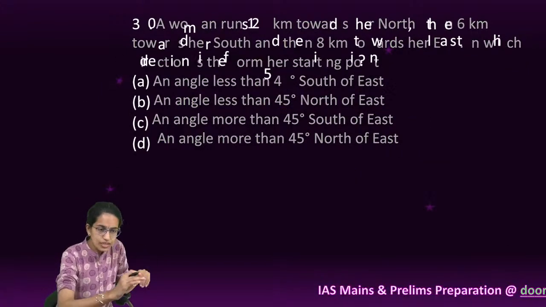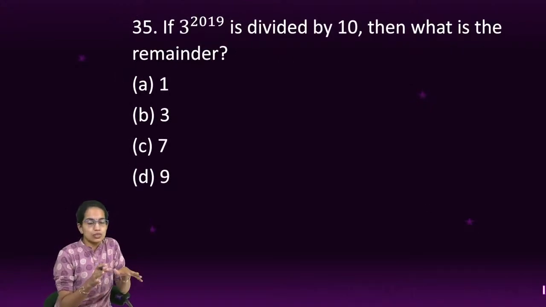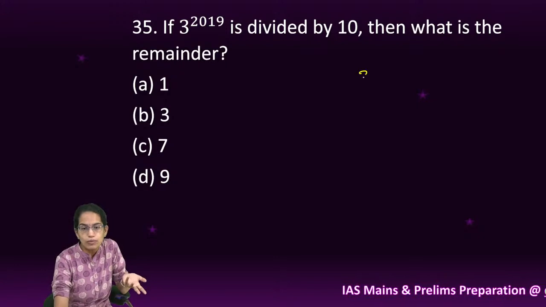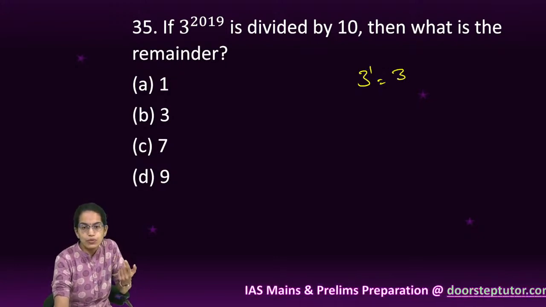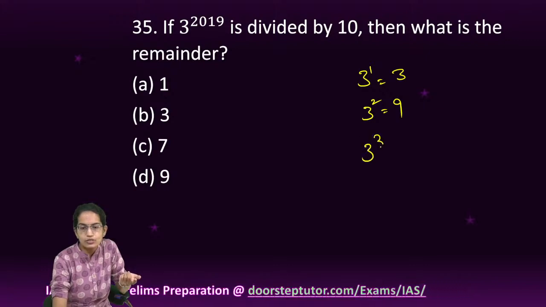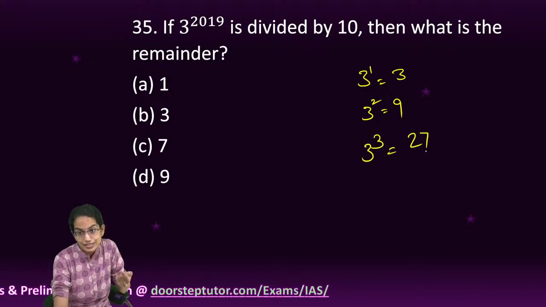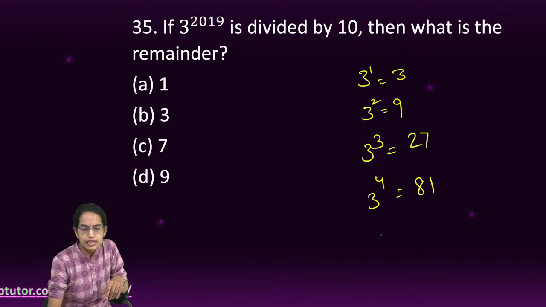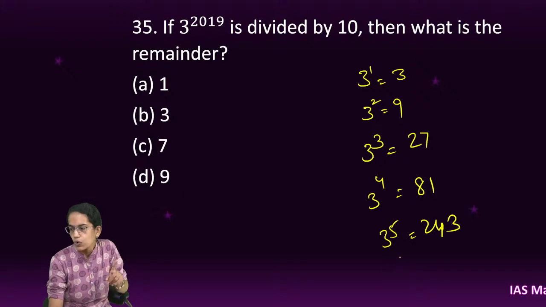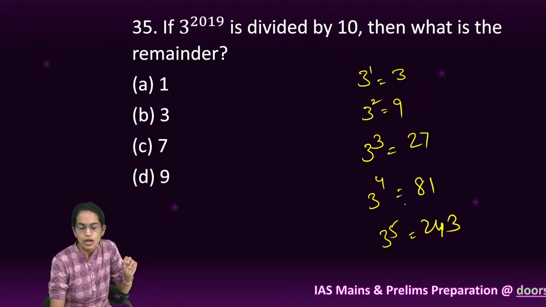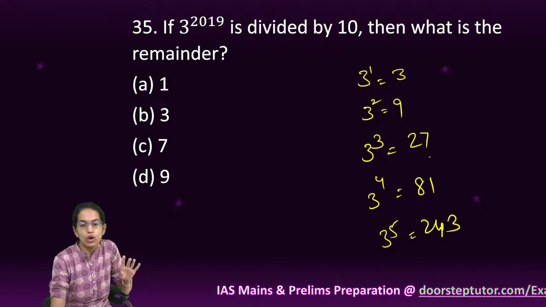The next question was based on cyclicity of remainders. Now what common mistake do we make? 3 raised to power 1 is 3, 3 raised to power 2 is 9, 3 raised to power 3, hurriedly I said 81, but it's 27. Then 3 raised to power 4 is 81, 3 raised to power 5 is 243. Now what is the common mistake? The common mistake is first of all finding the wrong power value.